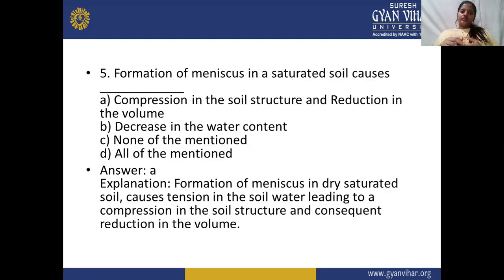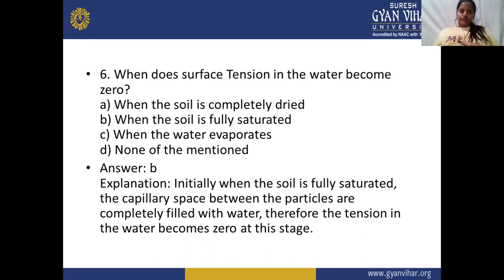The formation of meniscus in saturated soil causes: first option, compression in the soil structure and reduction in the volume; decrease in the water content; none of the mentioned; all of the mentioned. The answer is compression in the soil structure and reduction in the volume. Explanation: the formation of meniscus in drying saturated soil causes tension in the soil water, leading to a compression in the soil structure and consequent reduction in its volume.